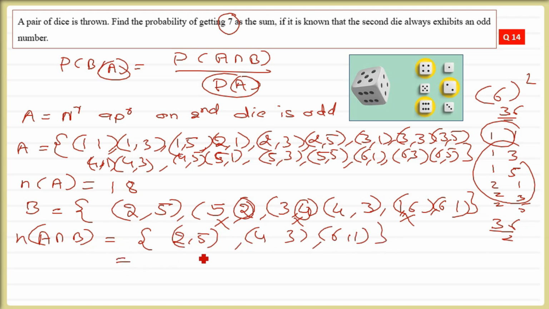So number of elements in A intersection B is 3. Just count them. So the formula we have written earlier, P(B given A) is N(A intersection B) by N(A). N(A intersection B) is 3 and N(A), number of elements in A, is 18. So 1 by 6. That is your result.